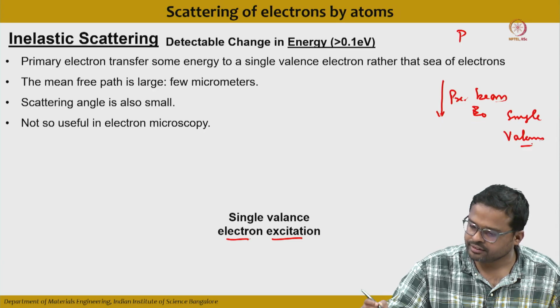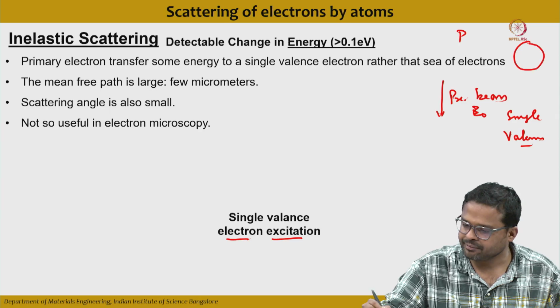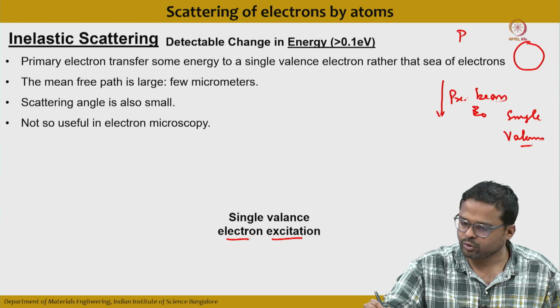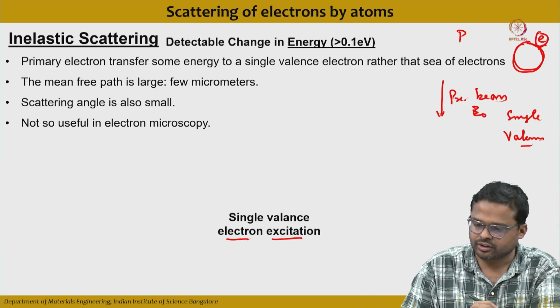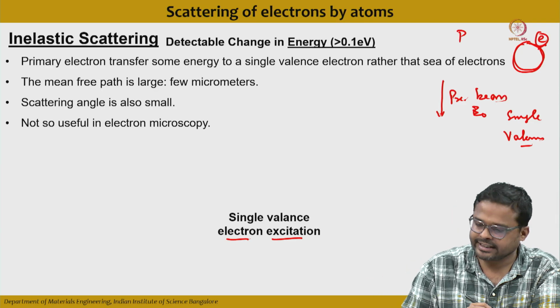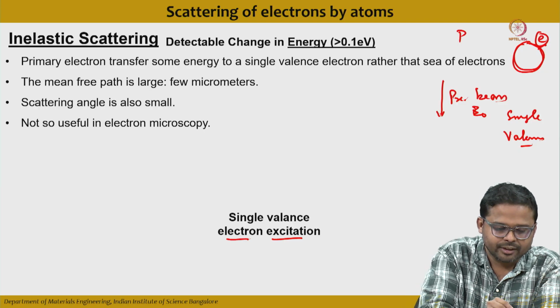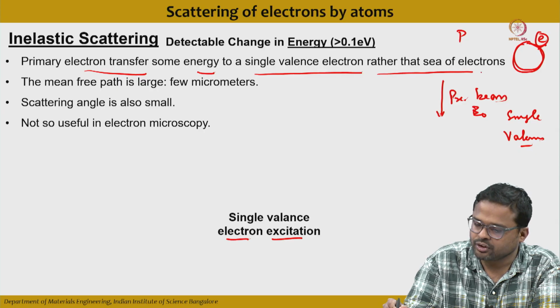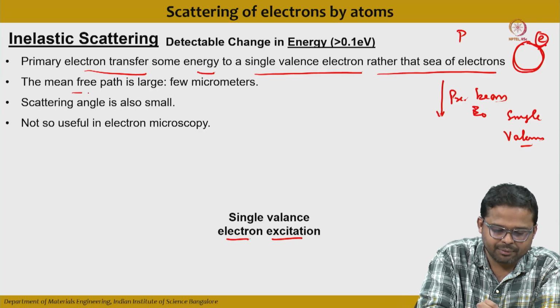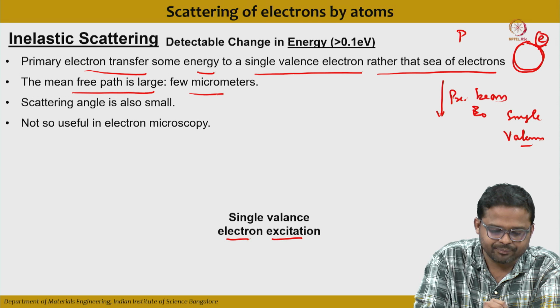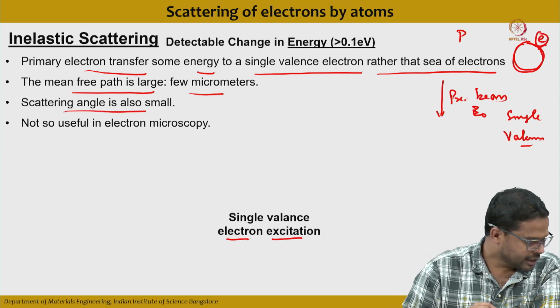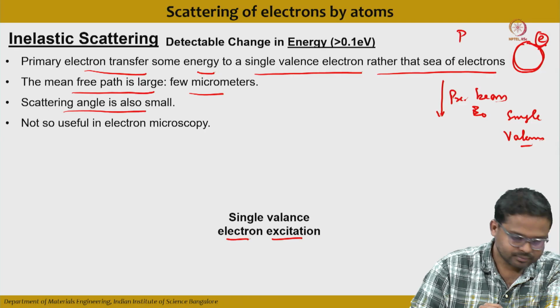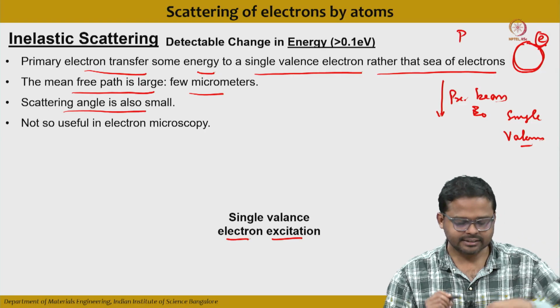What are the valence electrons? If any atom is there, the outermost shell, the valence shell, whatever electrons are there, these are called valence electrons, and these valence electrons get the energy from the primary beam. So, the primary electron transfers some energy to a single valence electron rather than the sea of electrons. Here the mean free path is very large, a few micrometers, the scattering angle is also very small, and this is not much useful in electron microscopy. Fine, this is a type of single valence electron excitation.